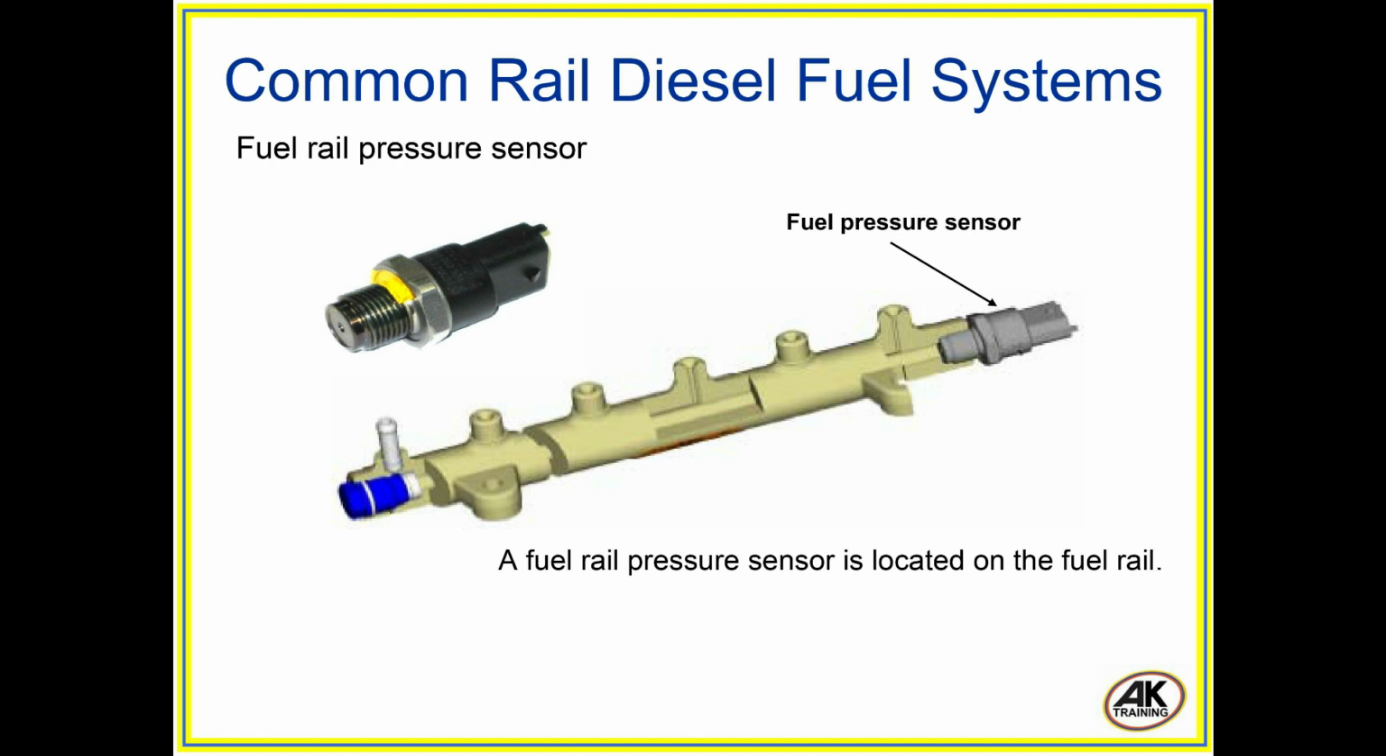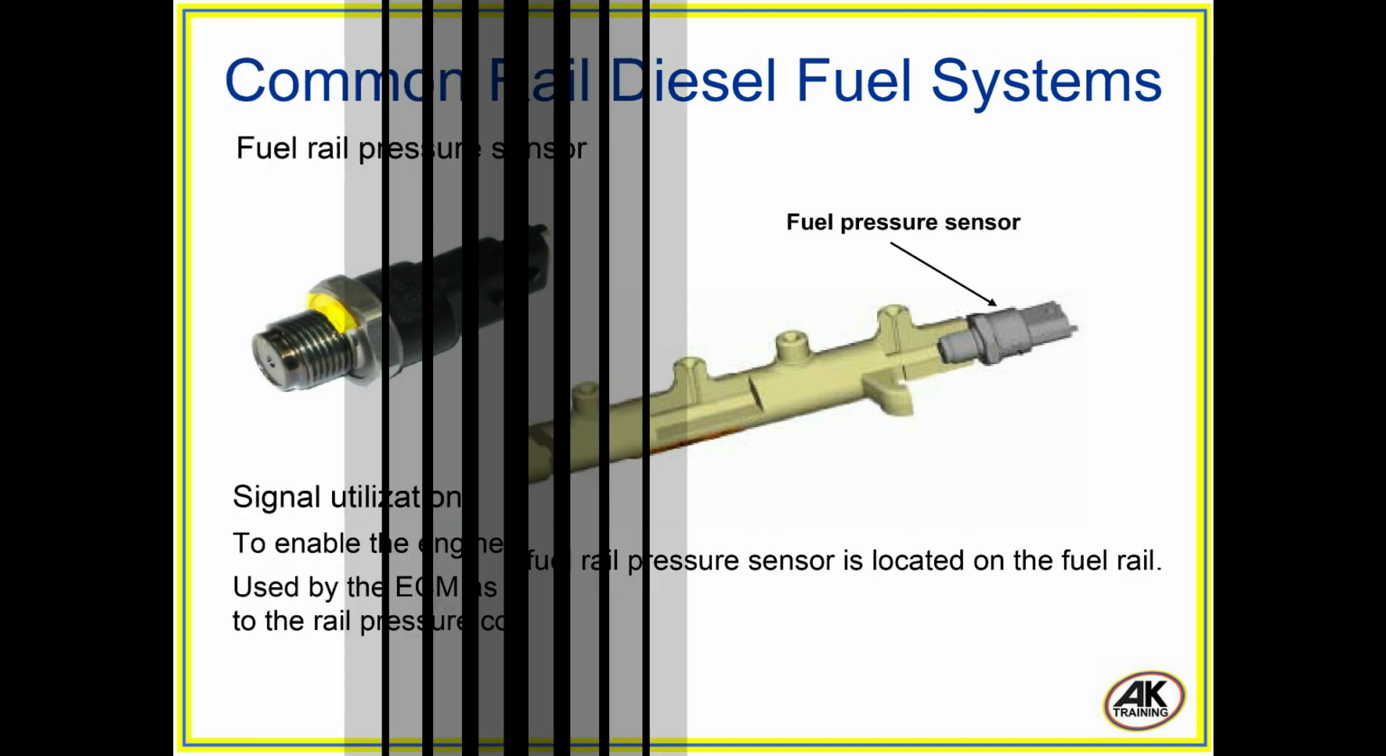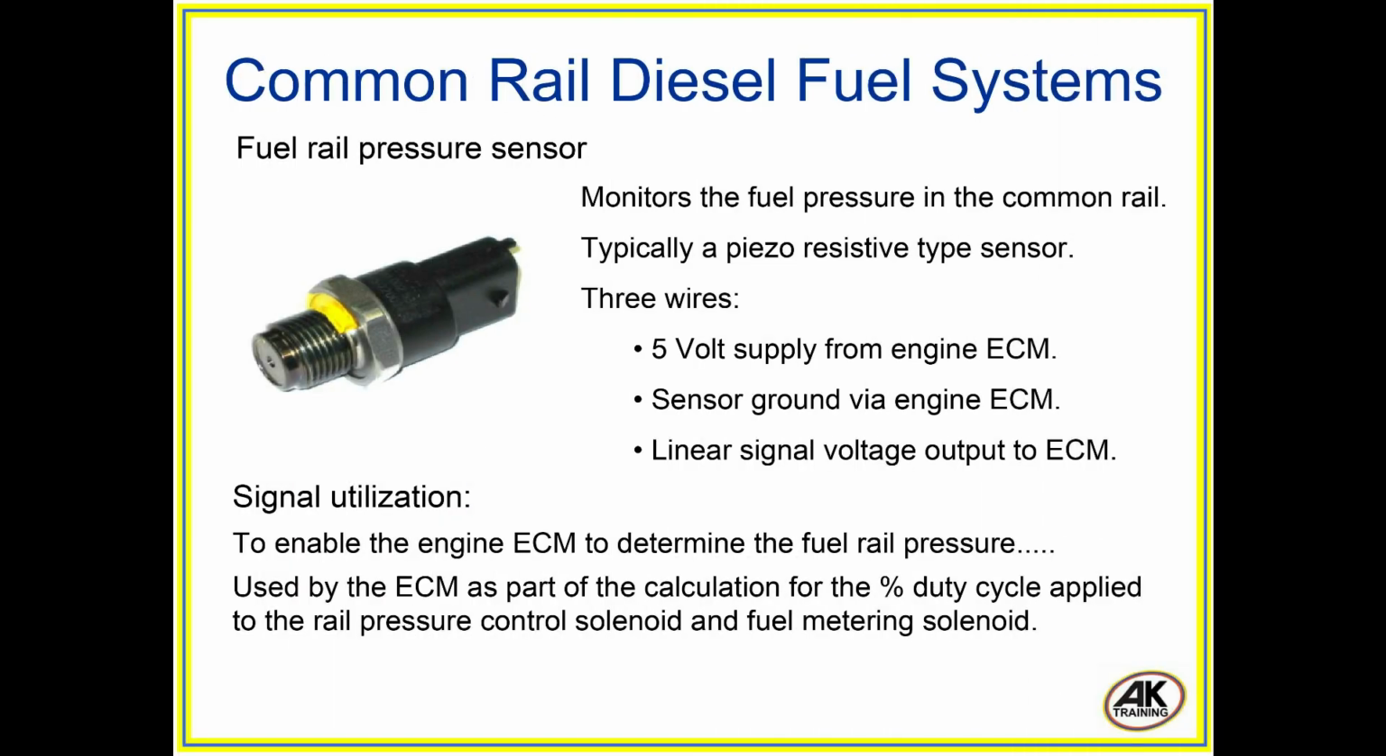Fuel rail pressure sensor. A fuel rail pressure sensor is located on the fuel rail. The fuel rail pressure sensor monitors the fuel pressure in the common rail. Typically a piezo-resistive type sensor. Three wires, which are: 5-volt supply from the engine ECM, sensor ground via the engine ECM, and linear signal voltage output to the ECM.